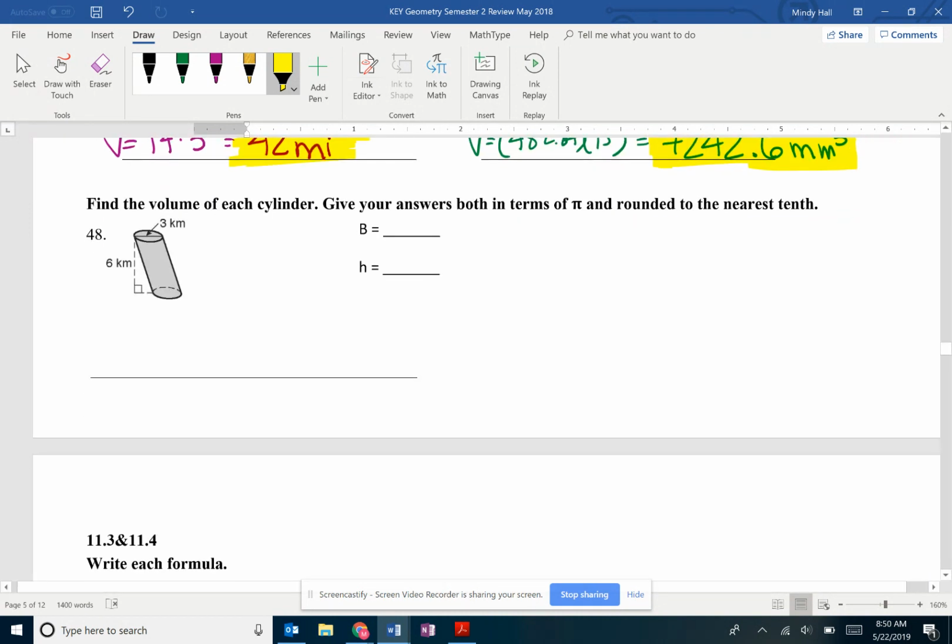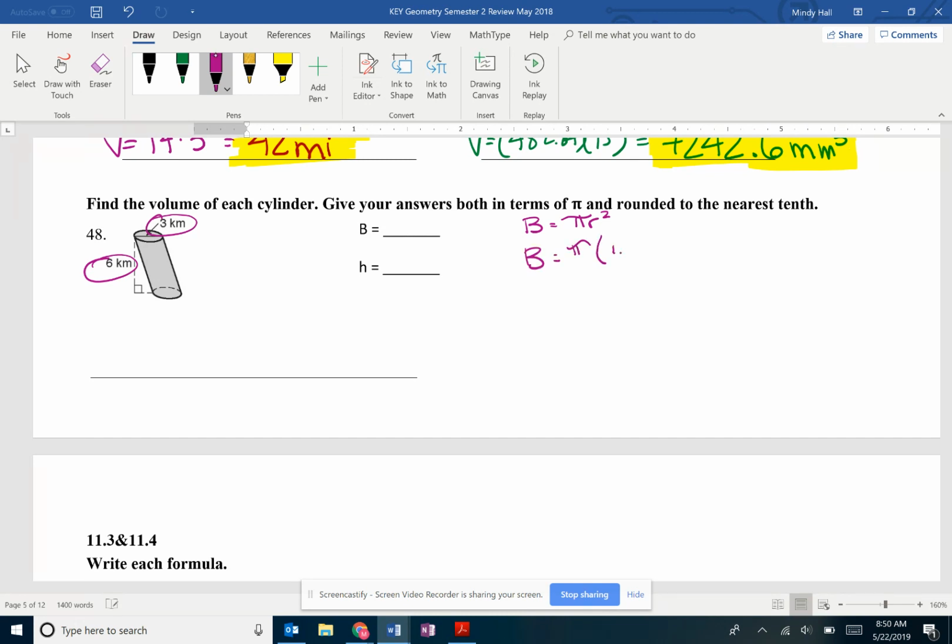So for 48, we're finding volume again, but we have a cylinder now. Again, even though it's slanted, it doesn't matter. I really just need these values. So big B is base area. So because my base is a circle, my big B is going to be pi r squared. And in this case, my radius is 1.5 because it's half of that diameter. And 1.5 squared is 2.25. So I actually just write my base area in terms of pi. That way I don't have to worry about any rounding. And then my height is 6.